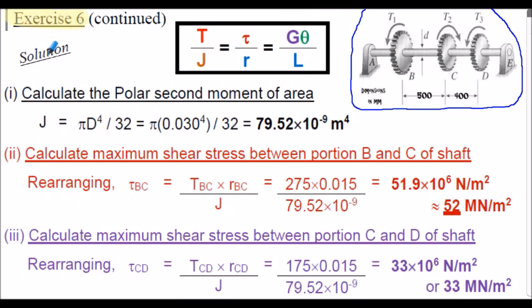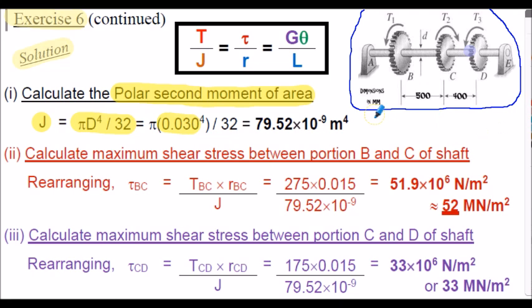Exercise 6, solution continued. So part 1, we're going to calculate the polar second moment of area, symbol J. For a solid shaft, we know that's pi d to the 4 divided by 32. Our diameter in this case is 0.03 meters. So that evaluates to 79.52 times 10 to the negative 9 meters to the 4.